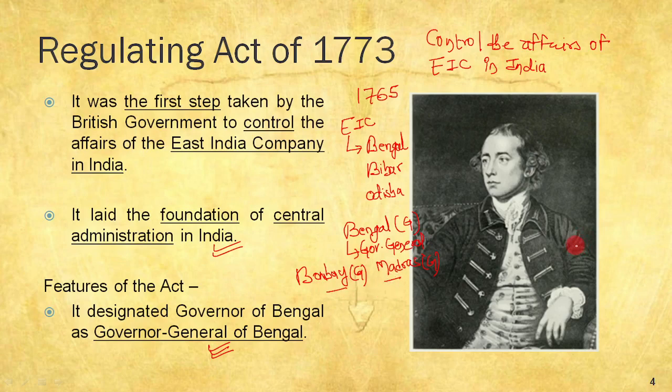And the first such Governor General was Warren Hastings. Warren Hastings was the first Governor General of Bengal. In various examinations, questions are framed like who was the first Governor General of Bengal. So the first Governor General of Bengal was Warren Hastings.